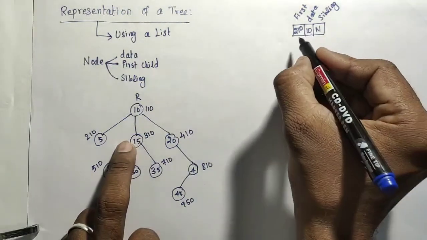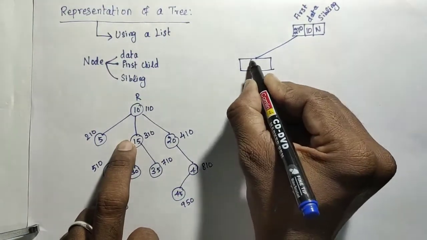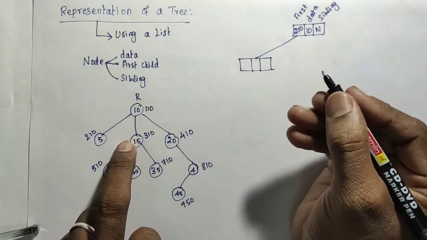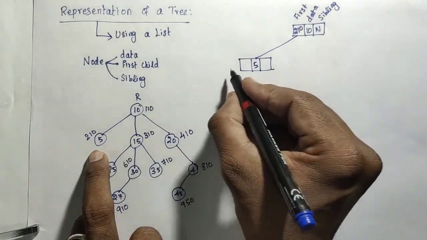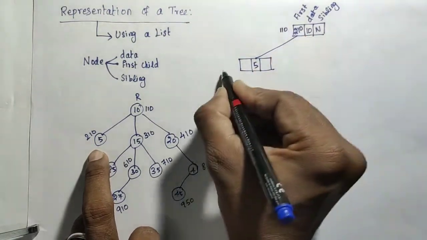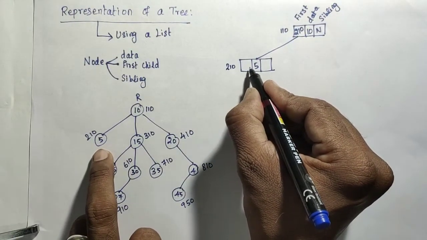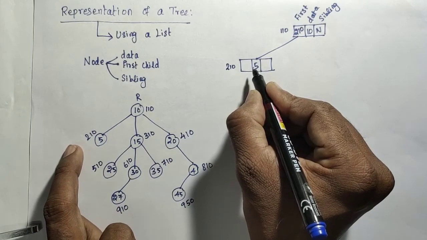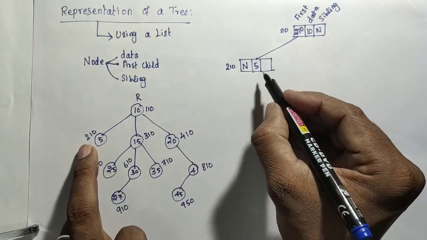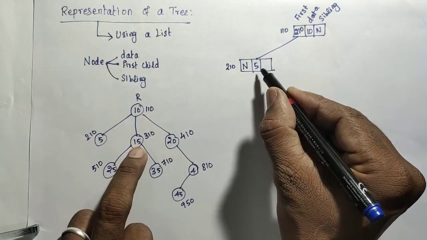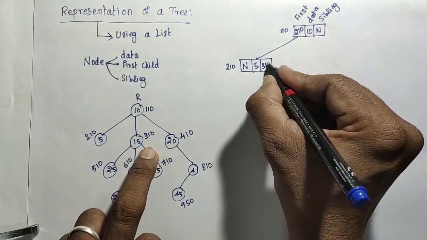Now this 210 is pointing to what? The 210th node itself is a tree node. It contains the 5. So this address is 110, this address is 210. And 5, who is the first child for the 5? 5 does not have any more children. So this field is null. What about the sibling address here? The sibling is the 15. For the 5 the sibling is the 15. So that address is 310.